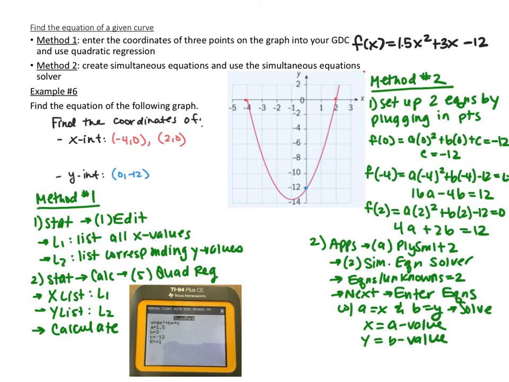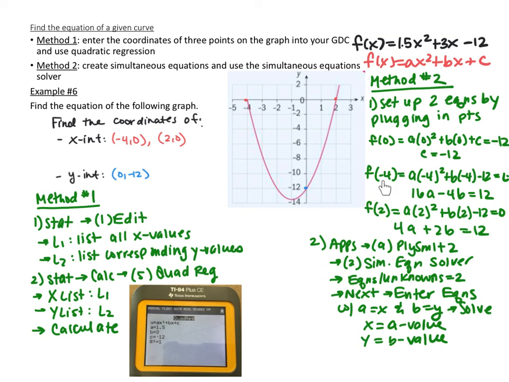The second method is to use a system of equations. What you're going to do is plug these 3 points in and basically create a system of 3 equations with 3 unknowns. But the first one gets solved right away. When you plug in your y-intercept, you're plugging it into the general form of a parabola, which is f(x) = ax² + bx + c. If I plug in 0 for x, everything goes away except for our c value. So that means our c value has to be -12, because our c value is always our y-intercept.